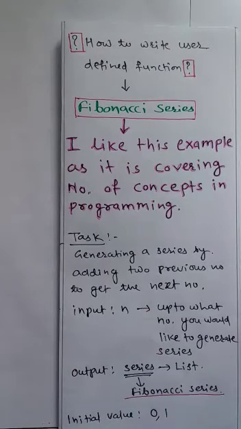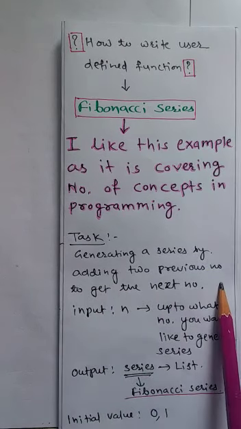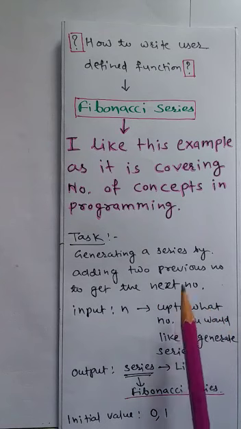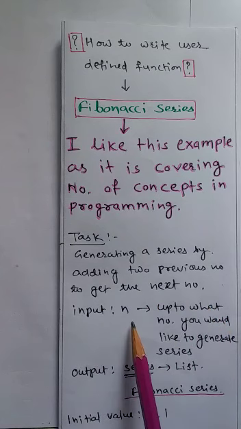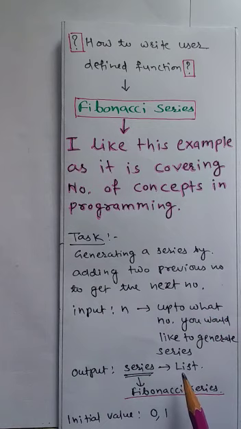Now we'll see how to write a user-defined function, taking the example of a Fibonacci series. This example is a very good one, which can cover a lot of concepts in programming. So what is the task over here? Generating a series by adding two previous numbers to get the next number. For this the input is n, that is, up to what number you would like to generate the series, and the output will be the series. This series will be given in the form of a list, and this series is called a Fibonacci series. We have to start from the initial values 0 and 1. Now let us see how it will be done.